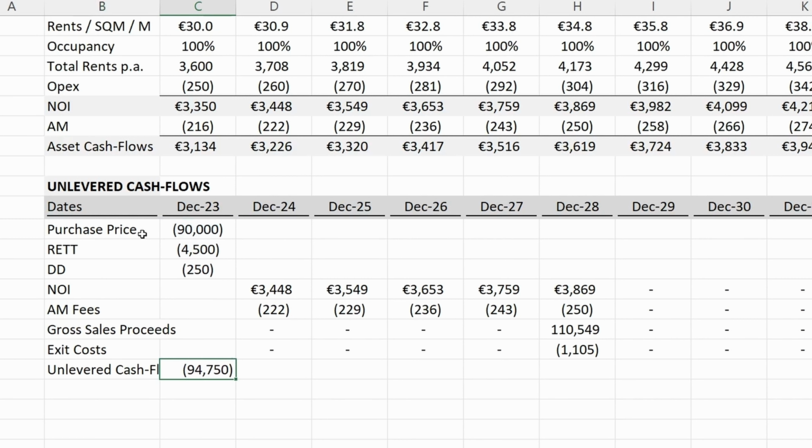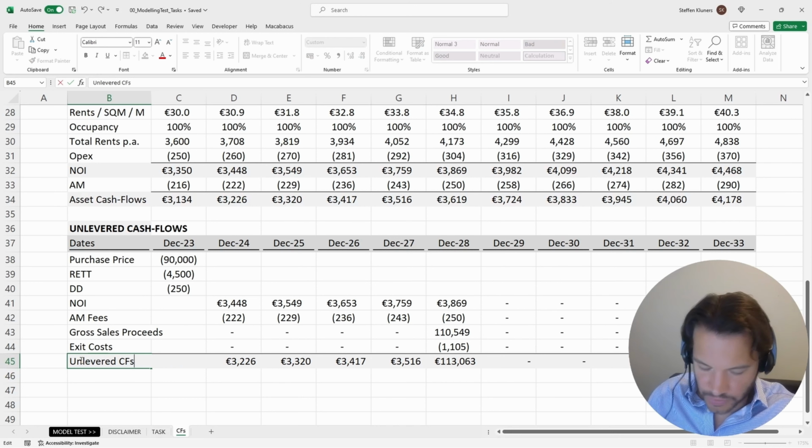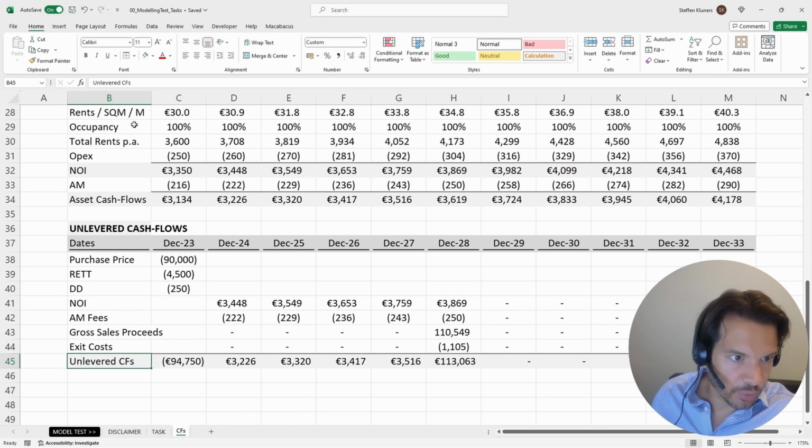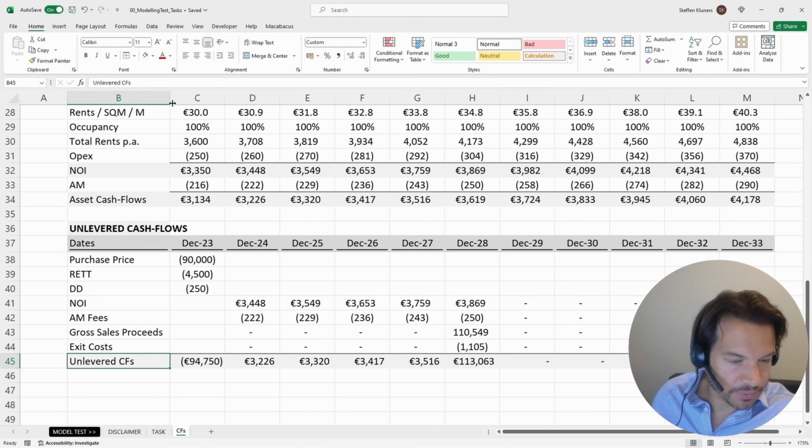Okay, let's put a border here. Make sure it's nicely formatted, so we use a gray color. Let's make sure that you can read everything. Let's call this unlevered cash flows, and I'll make the border a little bit wider as well. Okay, perfect. And now we have our unlevered cash flows, which means that we can calculate our unlevered returns.